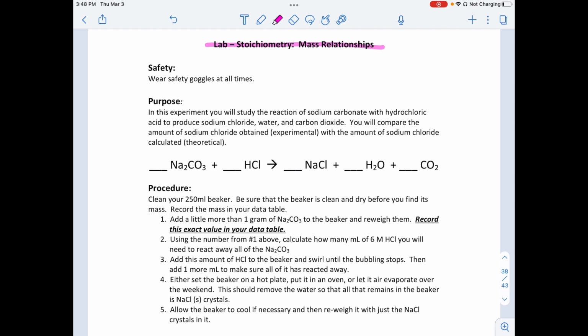You're going to have safety goggles on. We have strong acids out. You're going to wash your hands with soap and water if anything happens. Let's get into the purpose of this lab.